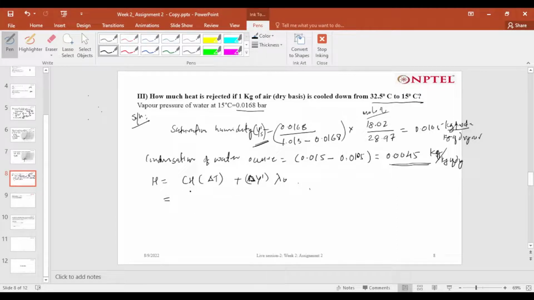Now the CH is the humidity. To calculate humidity, use this equation: 1.005 plus 1.88 times humidity, 0.015 into 32.5 minus 0, plus delta H by humidity is this one.